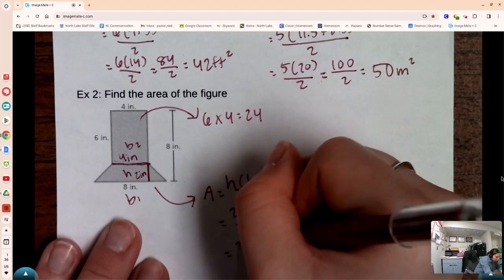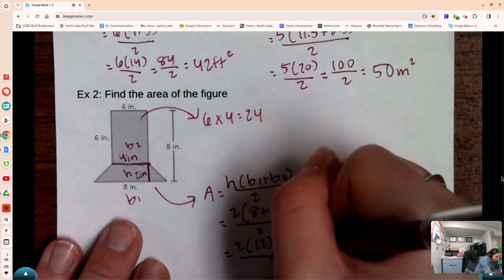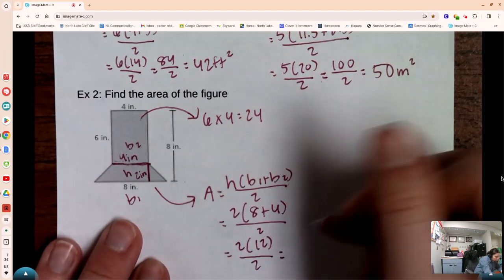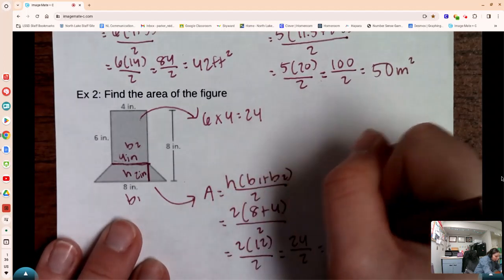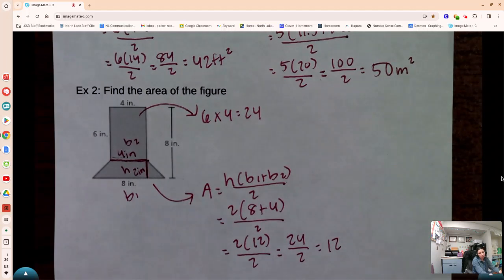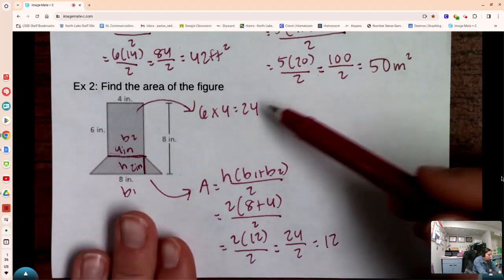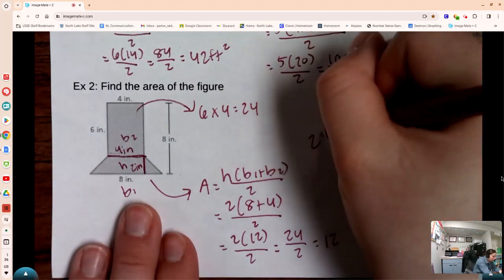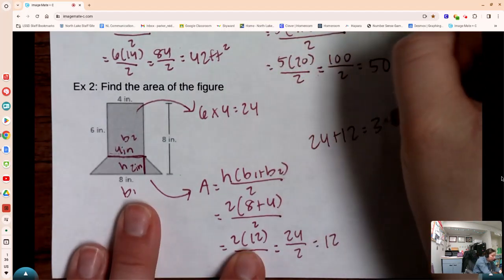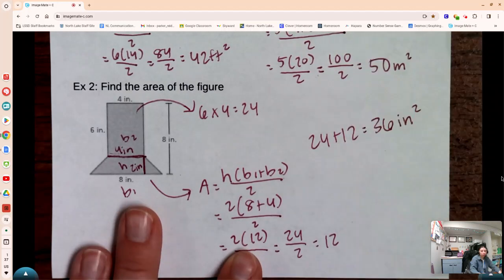Do my grouping symbols first. 8 plus 4 is 12. Then I do 2 times 12, I get 24. Divided by 2 is 12. But don't forget, this was just the area of that trapezoid right there. We also had that rectangle on the top, so now I need to add those together. 24 plus 12 to get the total area of 36 inches squared.